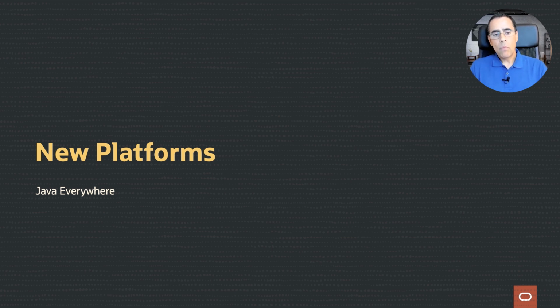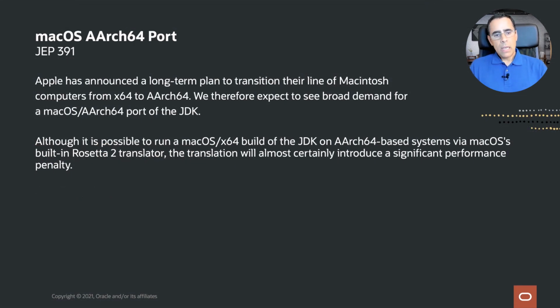JDK 17 also adds support for a new platform. Apple's new computers have been migrated to use ARM64 processors. Adding support for macOS on ARM64 complements the addition of Linux on ARM64 that we did a few releases ago. Although it is possible to run macOS x64 builds on an ARM64 system using Mac's built-in Rosetta 2 translator, that translation did not have the same performance qualities that we would expect on a Java runtime.